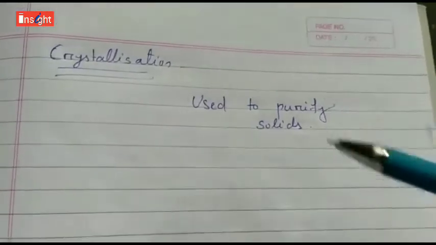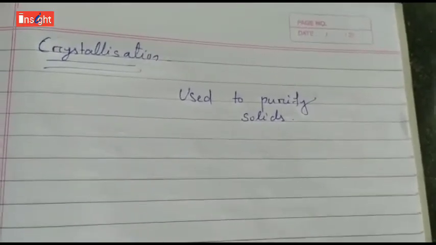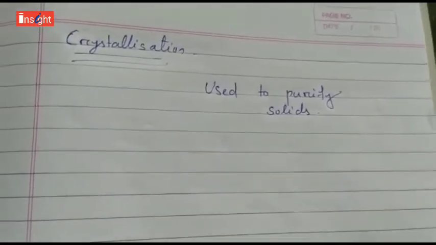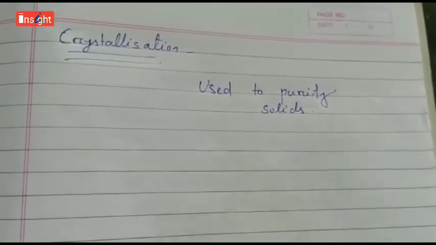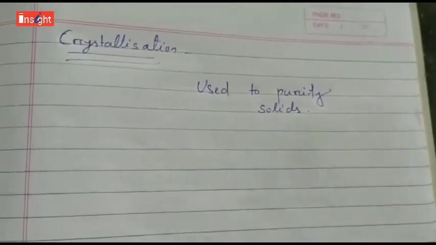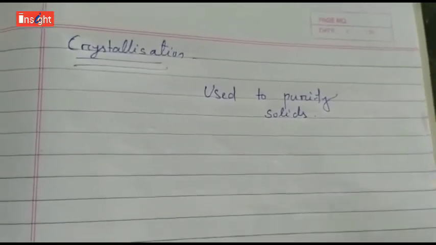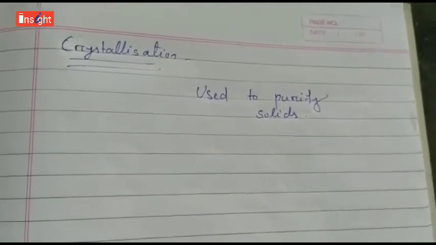So the crystallization method is used to purify solids. The salt we get from the sea has many impurities. So to remove the impurities, the process of crystallization is used. It is a process or technique that separates a pure solid in the form of its crystal from a solution.